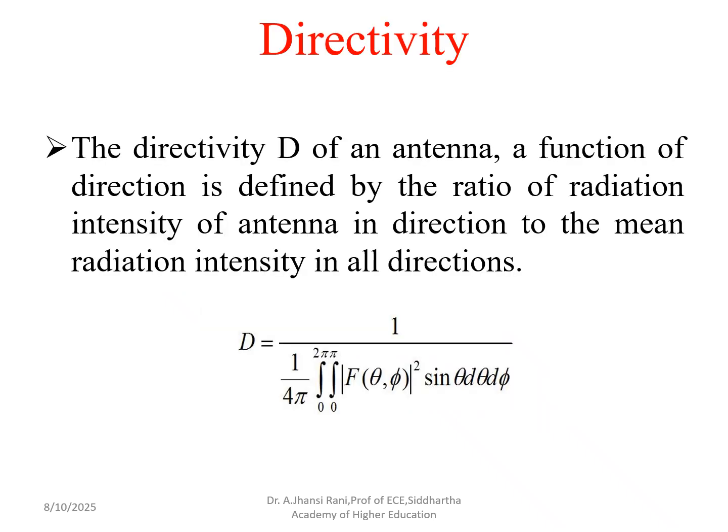See, directivity is a very important parameter for all antennas. It is a function of the direction in which the antenna is radiating. It is defined as the radiation intensity of the antenna in a direction relative to the mean intensity over all directions. That is taken as the directivity: 1 by 4 pi, integral of phi from 0 to 2 pi, theta from 0 to pi, of function of theta and phi squared, sin theta d theta d phi. It is in which direction your antenna beam is radiating. In that direction only we define the directivity of the antenna, and that is maximum compared to all directions.